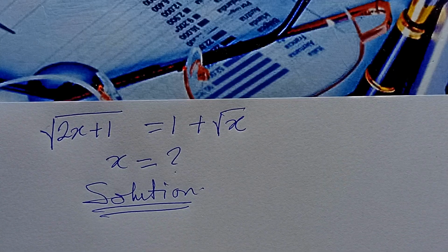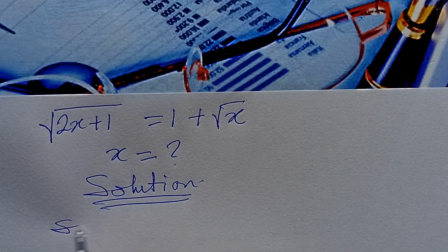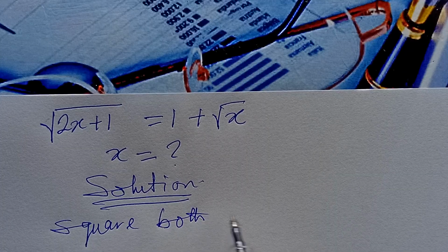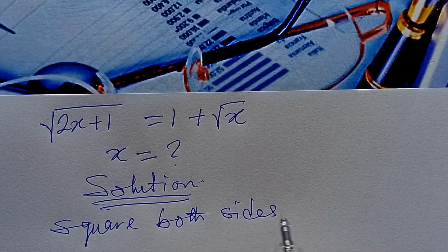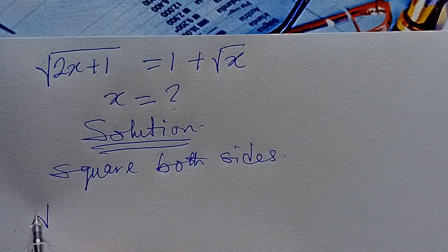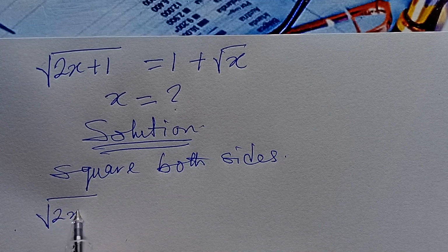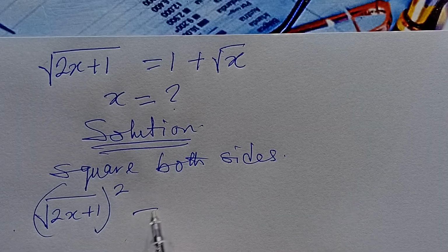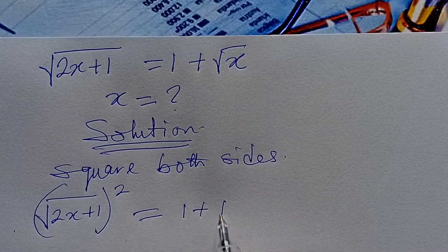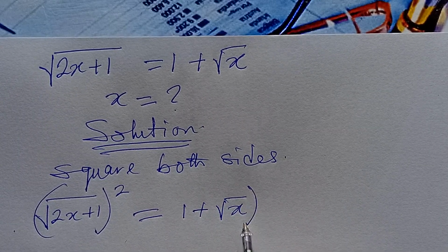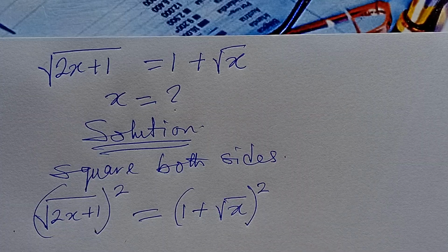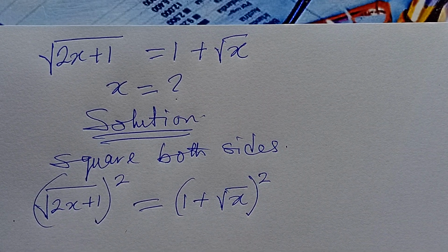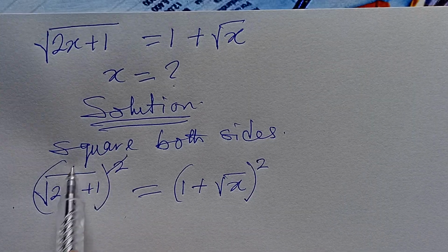Okay, solution. So like I said, we want to square both sides, right? So we square both sides. So this is going to give us the square root of 2x plus 1 all raised to the power of 2 equals to 1 plus the square root of x all raised to the power of 2. So with what we have here, this power will go with this radical.